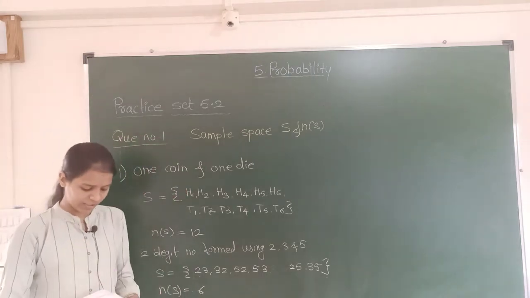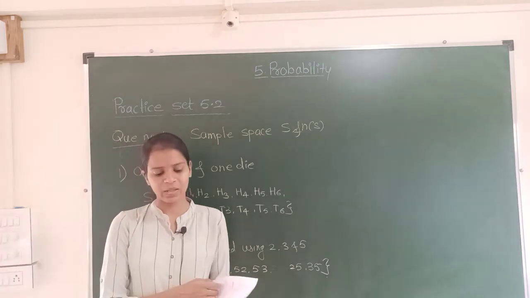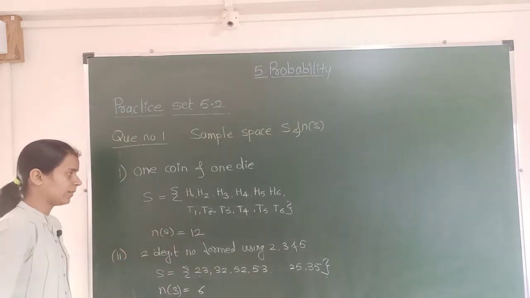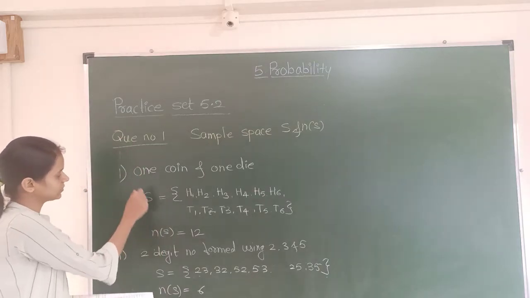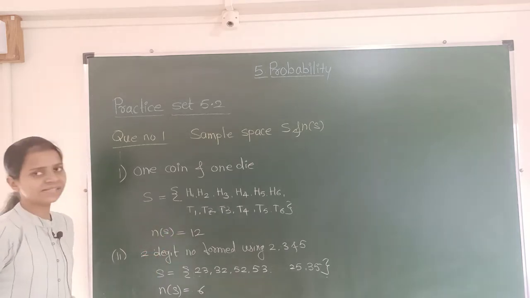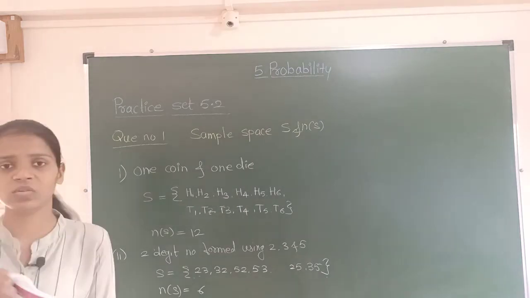This is question number 1. We have to just write the sample space for the experiment and the number of sample points. Sample space is denoted by letter S and number of sample points is denoted by n(S). For the first experiment n(S) is 12 and for the second n(S) is 6. If you want this you can pause the video and write it down. We will move towards the next question.